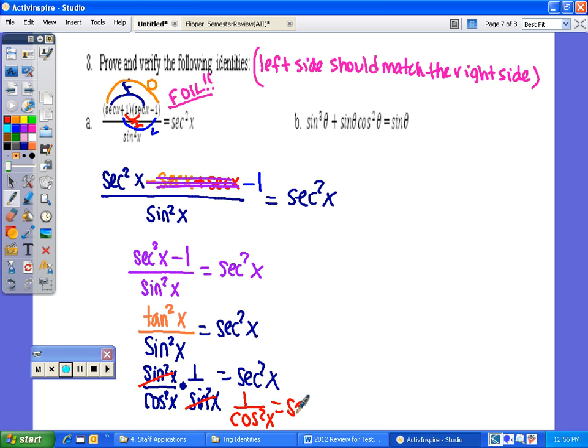Well, we do know that 1 over cosine squared is equal to secant squared. So we are correct. They are verified. The left side of my equation matches the right side.